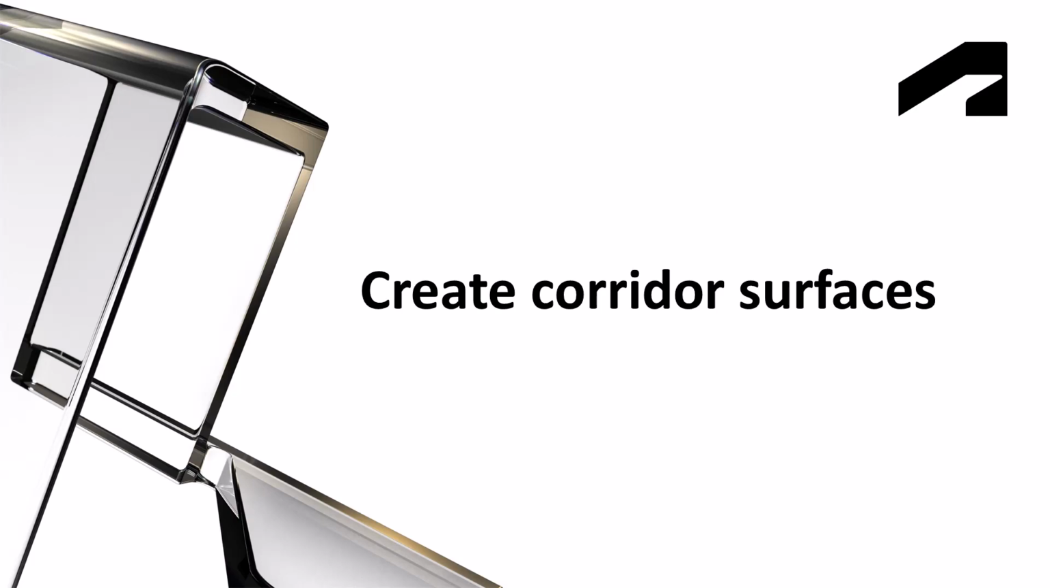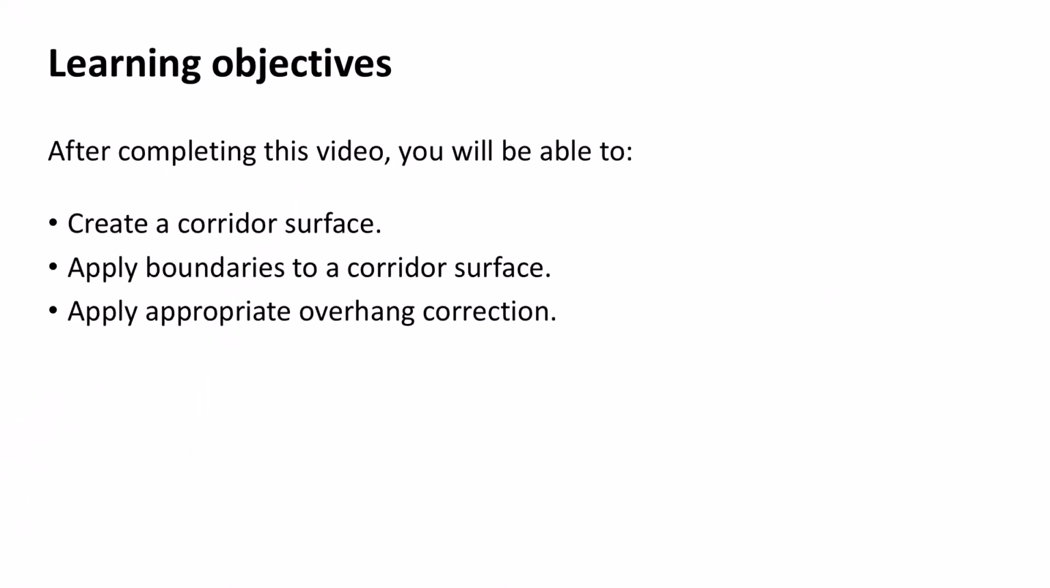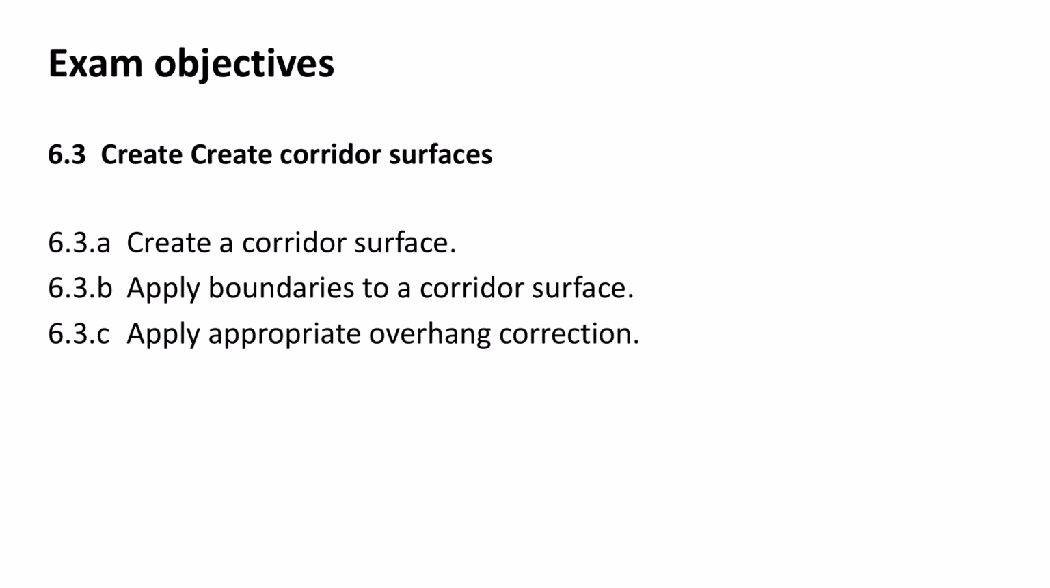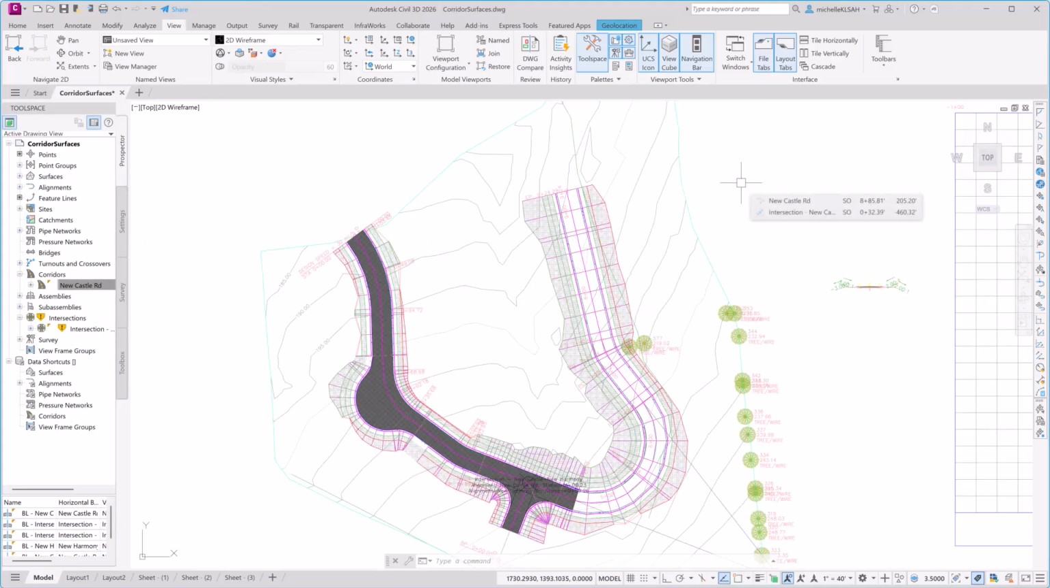Create corridor surfaces. After completing this video, you will be able to create a corridor surface, apply boundaries to a corridor surface, and apply appropriate overhang corrections. Now that my corridor is complete, I'm ready to build a surface and show the contours for that corridor.